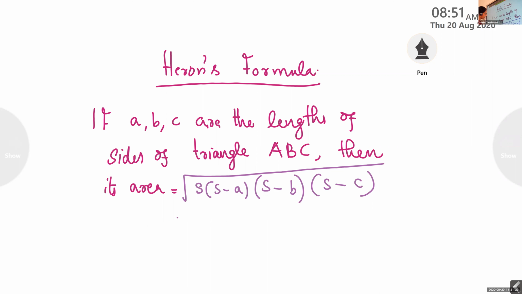Okay, children, and what is this S? S equal to A plus B plus C by 2. This is Heron's formula.